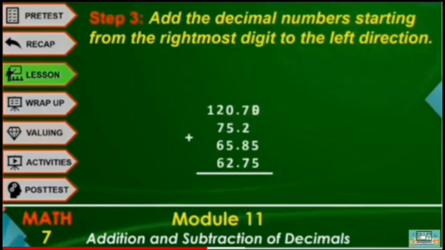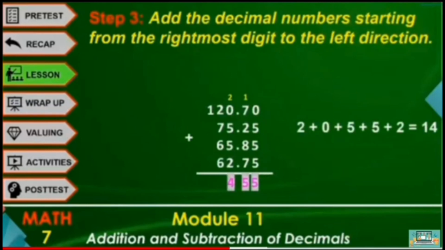So start with 0 plus 5 plus 5 plus 5 is equal to 15. So you write down 5 and then place 1 on the top of 7. So continue, you have 1 plus 7 plus 2 plus 8 plus 7 is equal to 25. So you place 5 and then carry 2. 2 plus 0 plus 5 plus 5 plus 2 is equal to 40. So you bring down 4, carry 1.